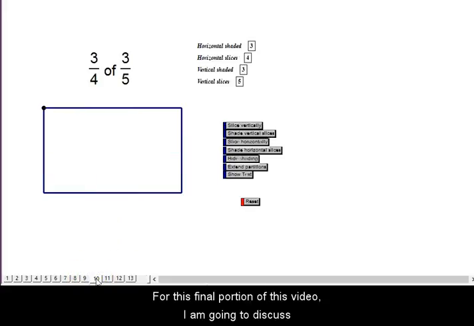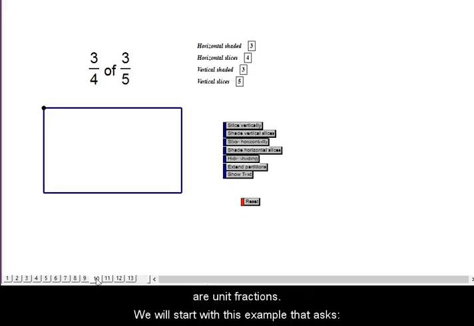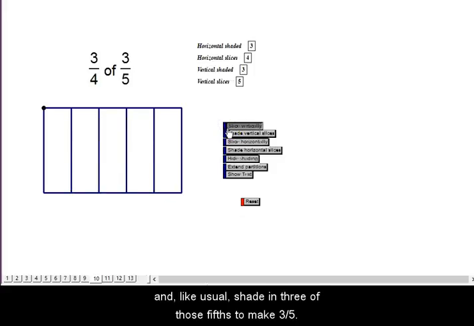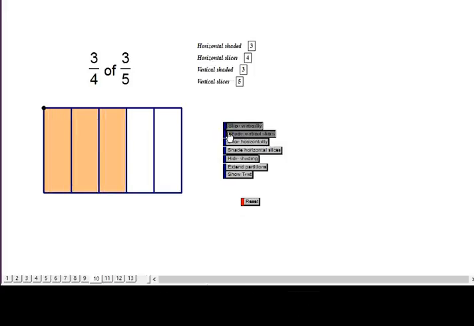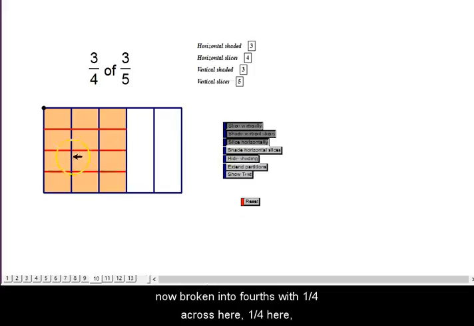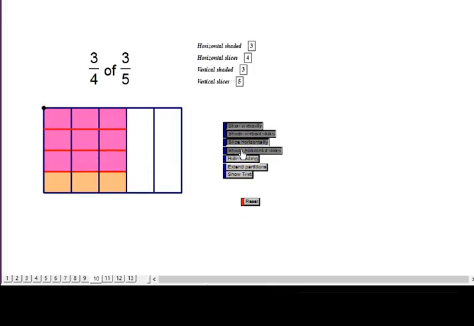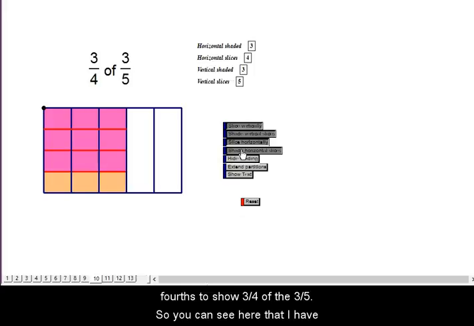For the final portion of this video, I'm going to discuss finding a fraction of a fraction when neither of the fractions are unit fractions. We will start with this example that asks 3/4 of 3/5. I'll partition the whole like this into fifths, and like usual, shade in 3 of those fifths to make 3/5. From there, I'm going to slice horizontally so that the 3/5 is now broken into fourths, with 1/4 across here, 1/4 here, 1/4 here, and 1/4 here. Then I need to shade in 3 of those fourths to show 3/4 of the 3/5.